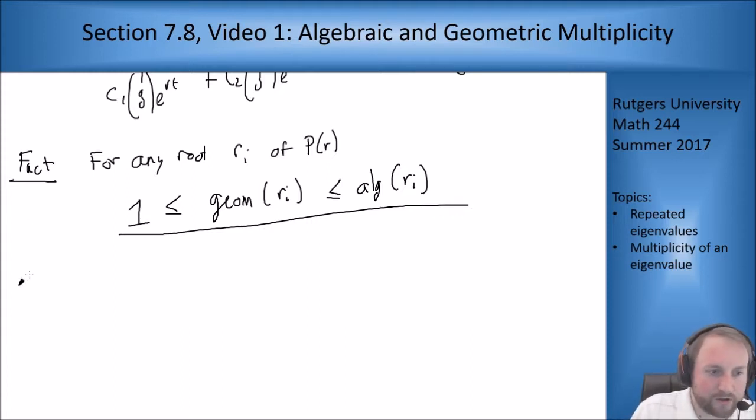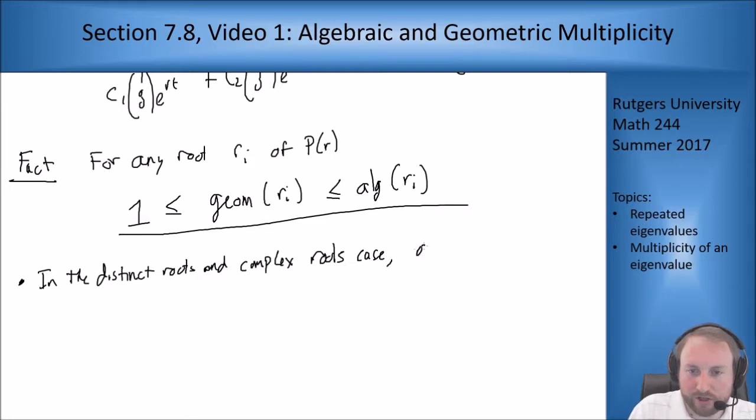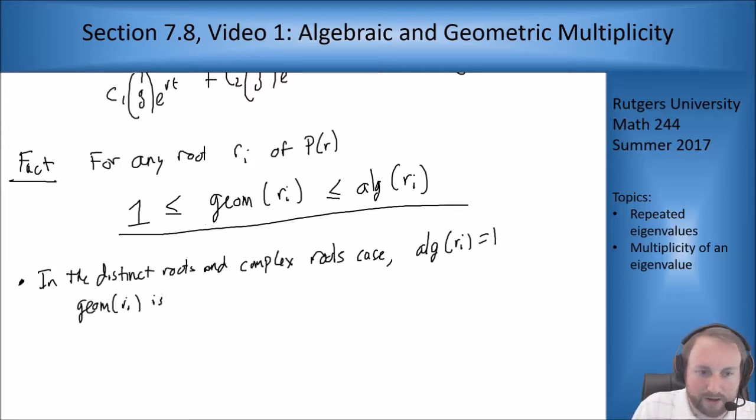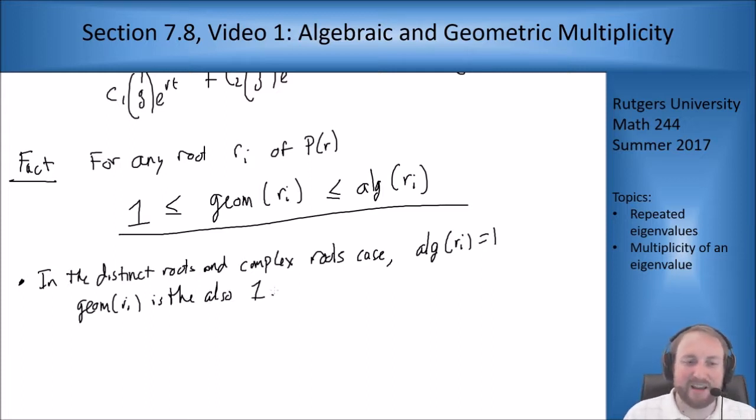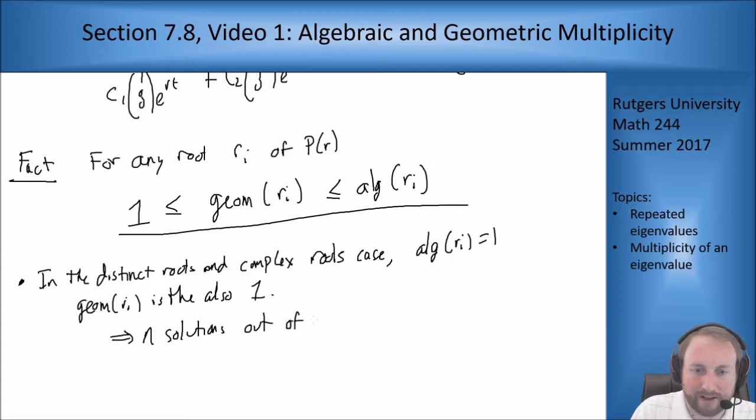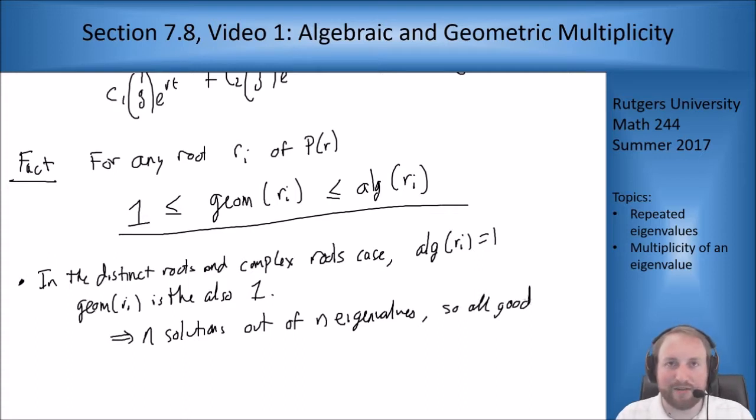So in the distinct roots and complex roots case so far, we didn't have repeated roots. So the algebraic multiplicity was always 1. Well, if it's 1, the geometric multiplicity is also 1, which means I have the same number of eigenvectors as I had multiplicity in my polynomial. As we talked about before, that means I get n solutions out of my n eigenvalues. So it's all good here. We don't have to do anything weird. We can just generate solutions via the eigenvectors and we get everything we need.